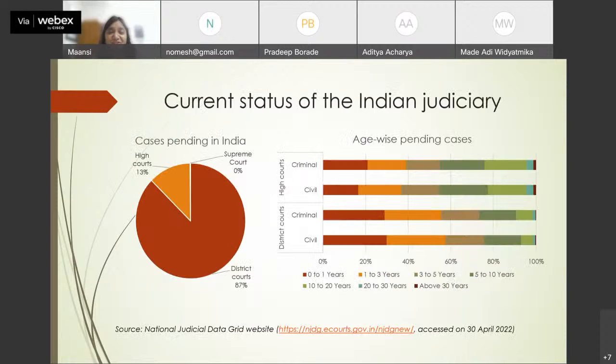Coming to the current status of the Indian judicial system, there are almost 47 million cases that are pending in Indian courts as of now. Of these, almost 87% are pending in district courts alone, followed by 13% in high courts, and a very small nominal number of 0.0001% in the Supreme Court of India. Looking at the age-wise categorization of the pending cases, in case of district courts, nearly over 10% of the cases are pending for more than a decade, and in case of high courts, that number is almost 23%.